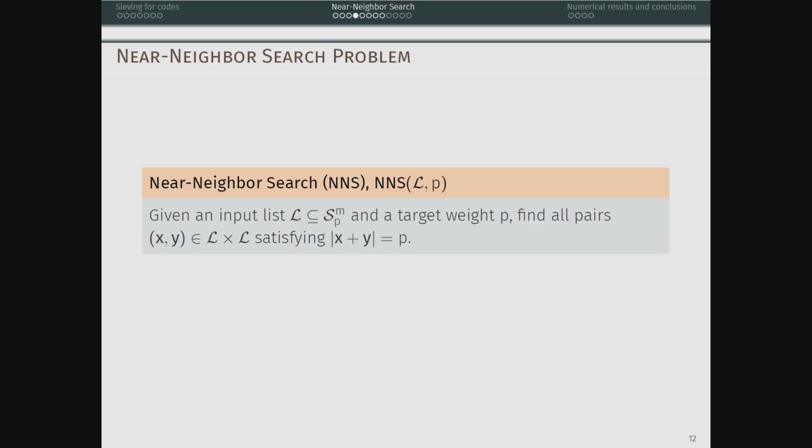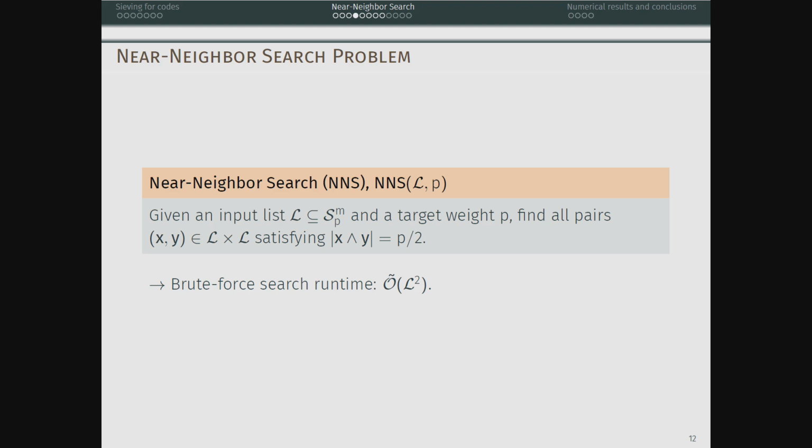So now I can introduce the near neighbor search problem, where we are given an input list, which is a subset of a sphere of radius p and target weight p. And we are asked to find all pairs in this list that are at distance p, or equivalently, that overlap in exactly p over 2 positions.